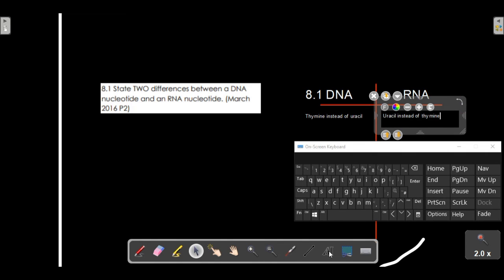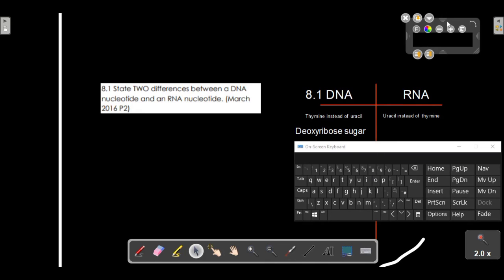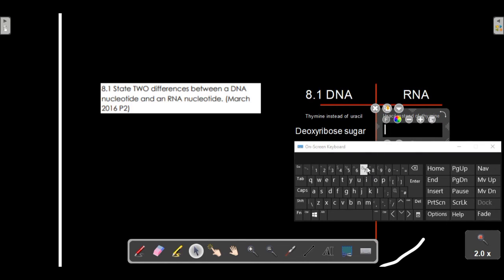And the second difference is that this DNA has a deoxyribose sugar. Remember, we're talking about their respective nucleotides. So this has a deoxyribose sugar, and the RNA has a ribose sugar, guys. Can't go wrong there, right?